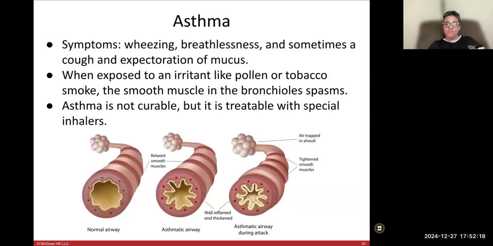And asthma. Symptoms are wheezing, breathlessness, and sometimes a cough and the spitting out of mucus. When exposed to an irritant like pollen or tobacco smoke, the smooth muscle in the bronchioles spasms. Asthma is not curable, but it is treatable with special inhalers. So you can see the picture. A normal airway versus an asthmatic airway is a little bit closed, and then an asthmatic airway during an attack is really, really obstructed.